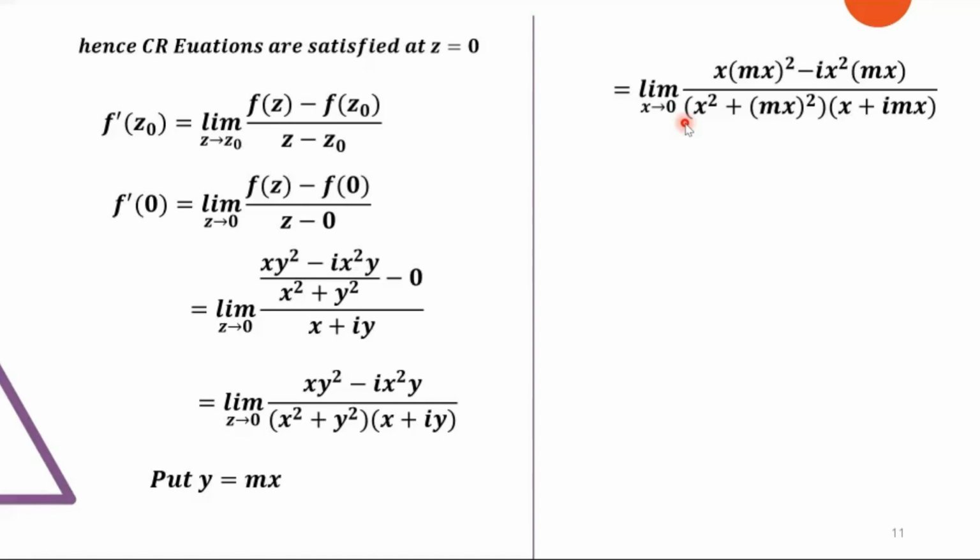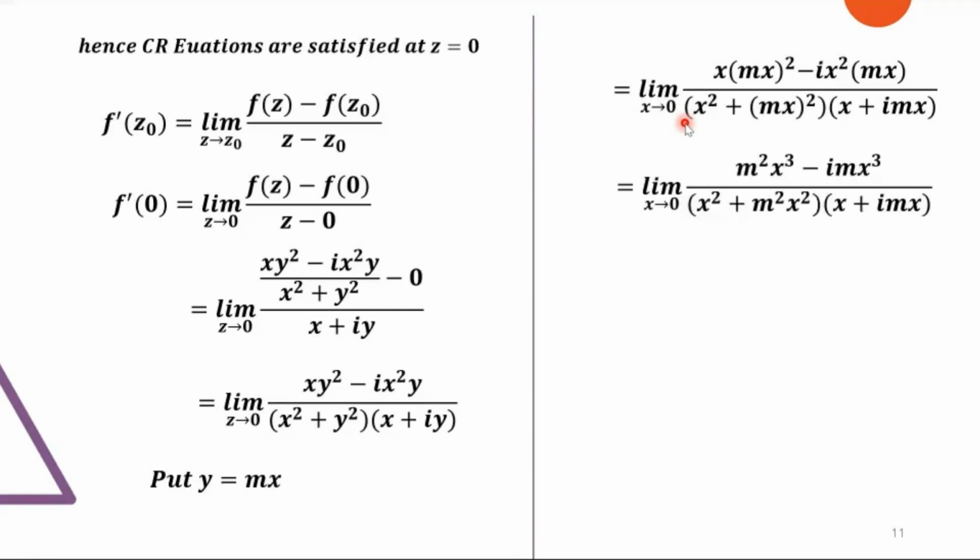The x square gets cancelled in the whole numerator and denominator. Only a function of m is left in the whole function. If I take what is common, x cube is common in both numerator and denominator. I can write this as m square x cube minus i m x cube. This is x square and this is x. So x cube comes out from here, x square comes out of the first term, and x comes out from here. So we can take full x cube common. This x cube and this x cube get cancelled. So when we put the limit, no x is left here, only a function of m is left. This is going to be your answer.